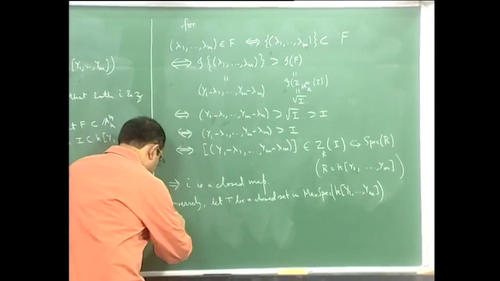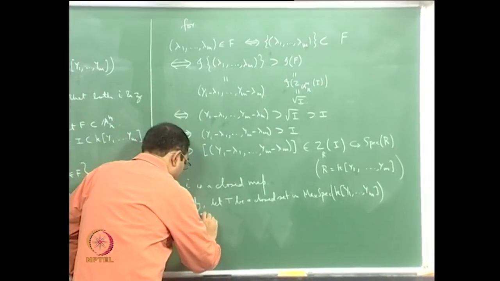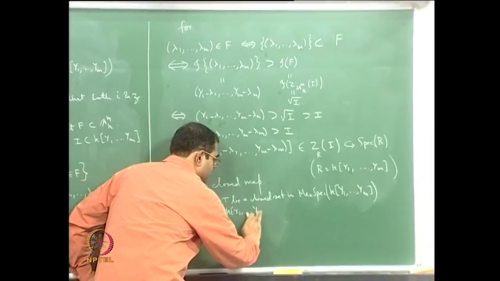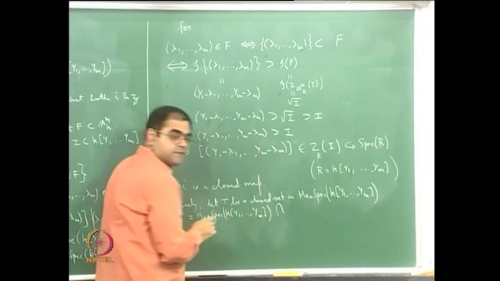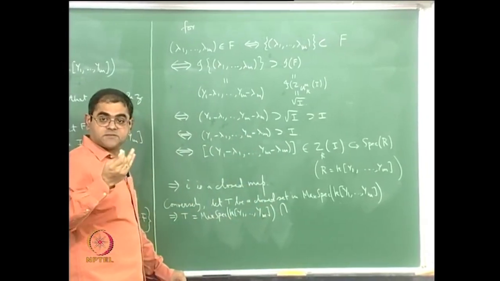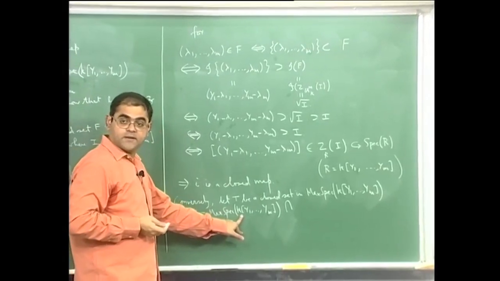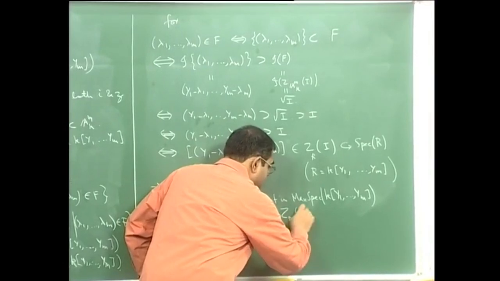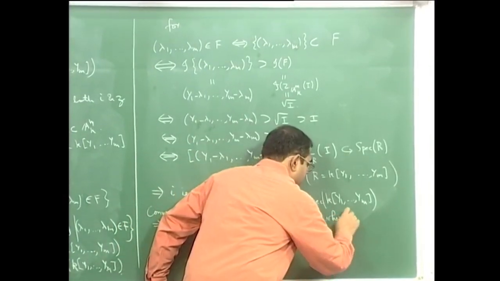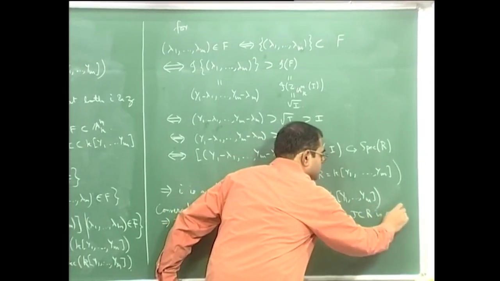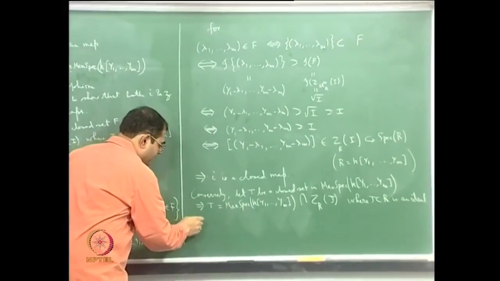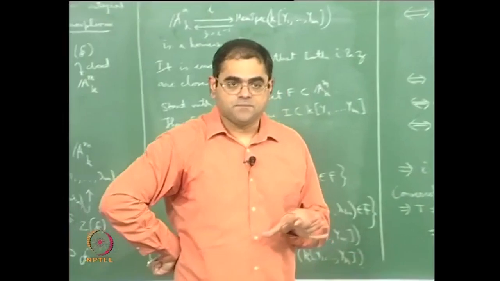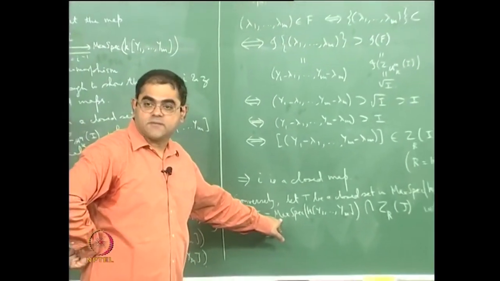So what does this imply? T is actually max spec k[y1, ..., ym] intersected with a closed subset of the bigger space, which is the spectrum of k[y1, ..., ym]. And a closed subset in that is the zero set of an ideal. So it will be Z sub R of some J, where J inside R is an ideal. What is Z sub R of J? It's all those prime ideals in spec R which contain J. If I intersect with the maximal spectrum, I'll get all those maximal ideals which contain J.